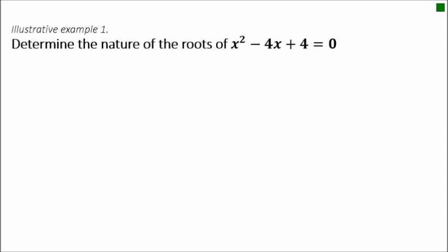Determine the nature of the roots of x squared minus 4x plus 4 is equal to 0. So, ang first step natin dito is to get the values of a, b, and c. Alam nyo naman kung paano kunin ang values ng a, b, and c. So, yung a, b, and c, ito yung mga coefficients. A and b, coefficients yan ng first and second term. And din yung c natin ay constant.